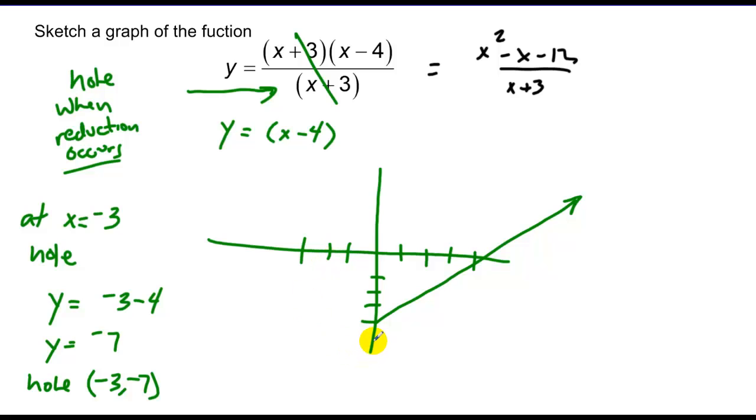So here's negative 3, 4, 5, 6, 7. I put an open circle and I continue to draw my graph. So no asymptote, just a hole in the graph. And that's going to happen every time we get a reduction. We call this a non-continuous point, or a point of discontinuity also.